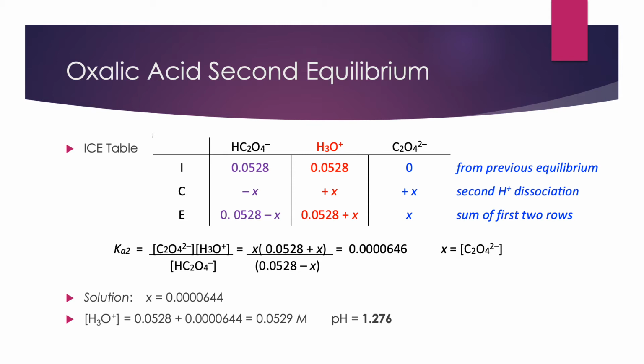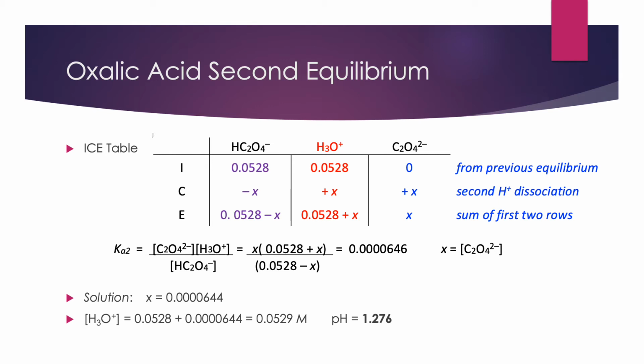We're going to lose the second proton, so we're going to lose some amount, x, from the HC2O4 minus ion. That is going to be added to the reserve that we have of hydronium ion already in solution, and we will also be creating some oxalate ion with no protons attached, the C2O4 2 minus. So now when we add those rows together to get our equilibrium row in the ice table, the concentration of HC2O4 minus is 0.0528 minus x. The concentration of hydronium ion, H3O plus, is 0.0528 plus x. And the concentration of the oxalate ion, C2O4 2 minus, is x.